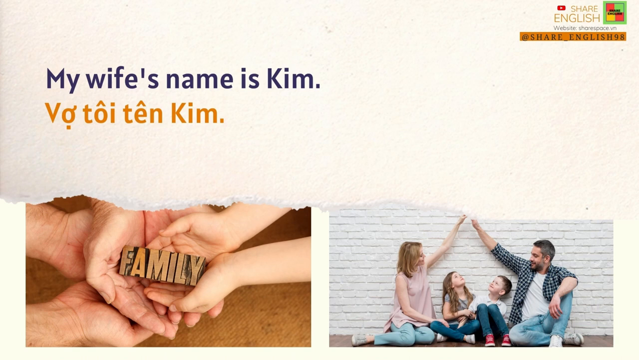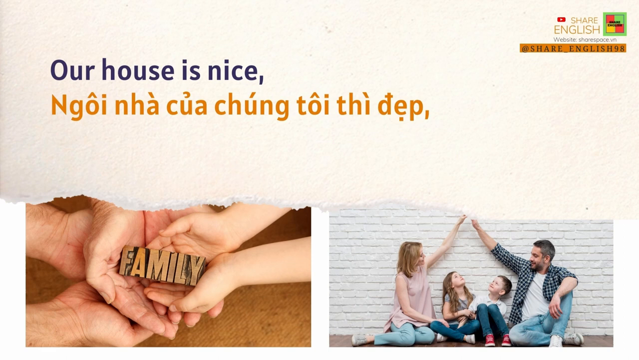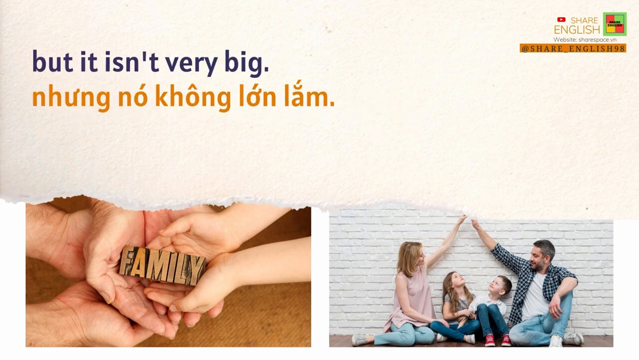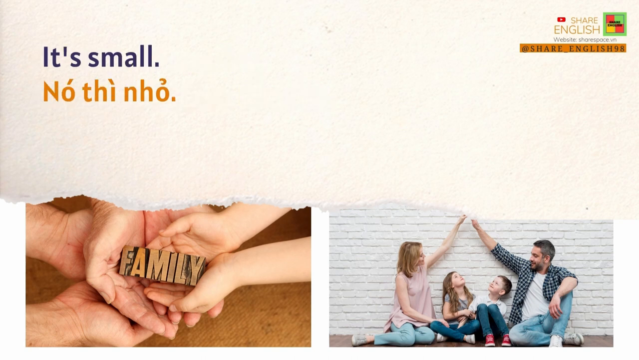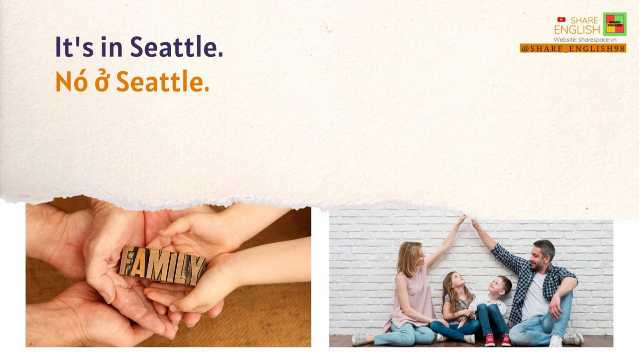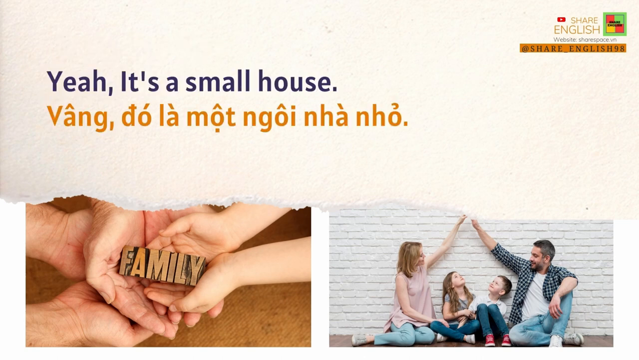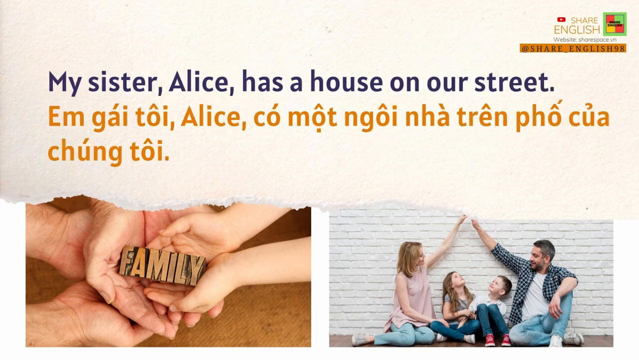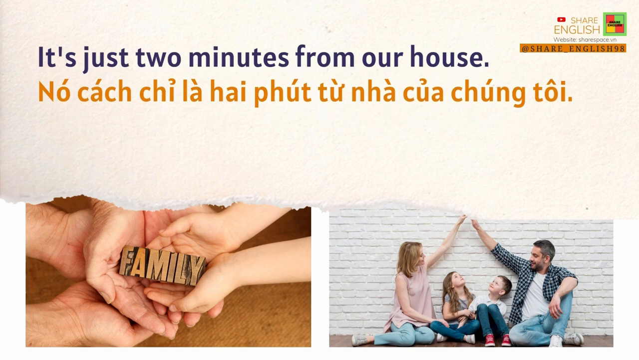My wife's name is Kim. Our house is nice, but it isn't very big. It's small. It's in Seattle. Yeah, it's a small house. My sister, Alice, has a house on our street. It's just 2 minutes from our house.